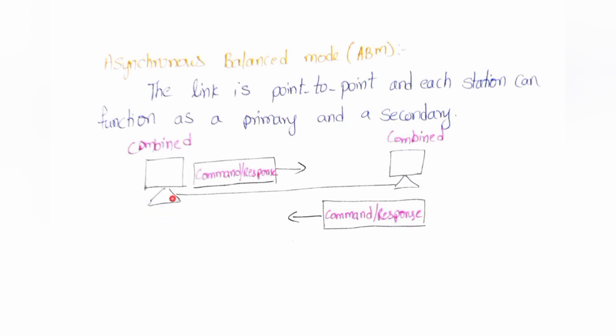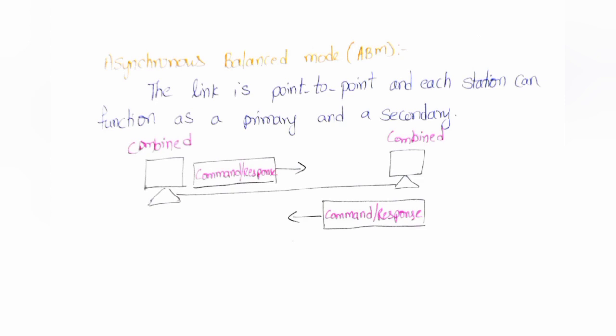So it can send a command or respond. It can respond to the other station. Similarly here also it is a combined one, a station. It can act as both primary and secondary. So it can give a command or it will respond to a station's command. So these are the different configuration and transfer modes of the high-level data link control protocol.